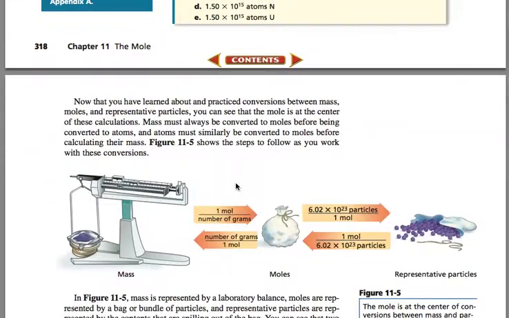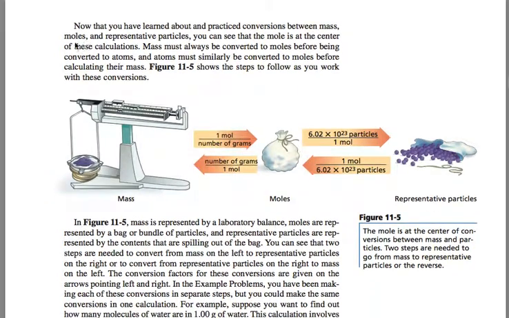Oh, wait, here's a little bit more. Now that you've learned and practiced conversion between mass, moles, and representative particles, you can see that the mole is at the center of these calculations. Mass must always be converted to moles before being converted to atoms, and atoms must similarly be converted to moles before calculating their mass. Figure 11.5 shows the steps to follow as you work with these conversions. Mass to moles to particles, or atoms, right? Or atoms to moles to mass. You have to do 2 conversions.